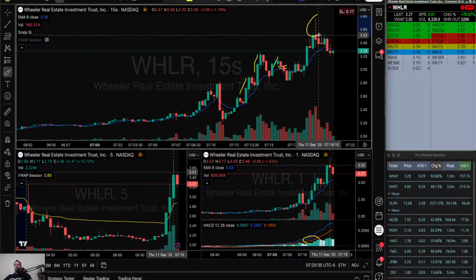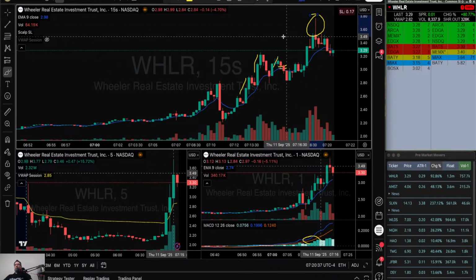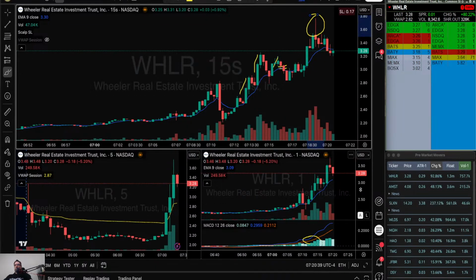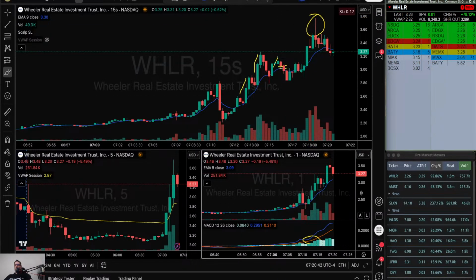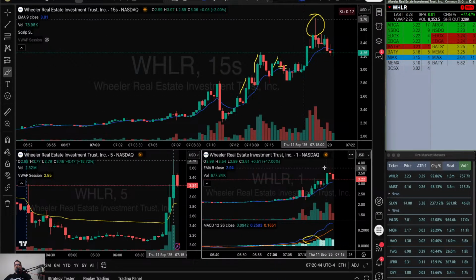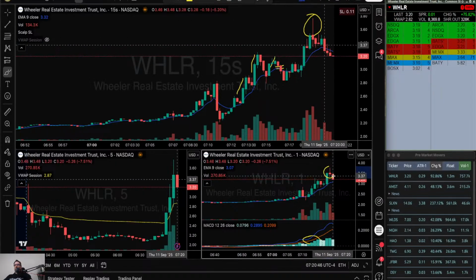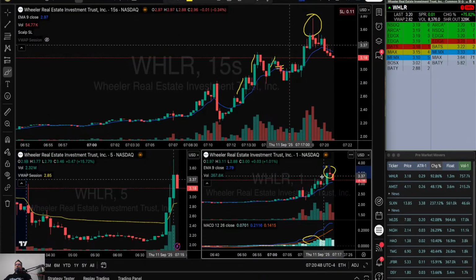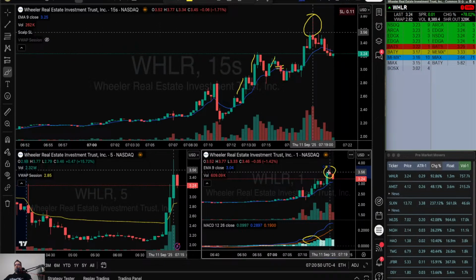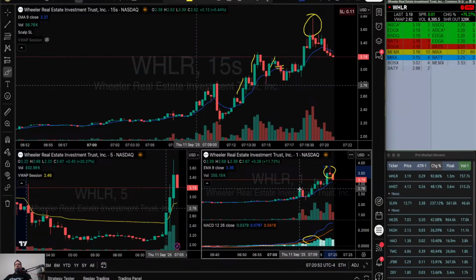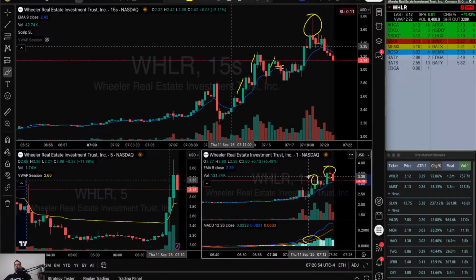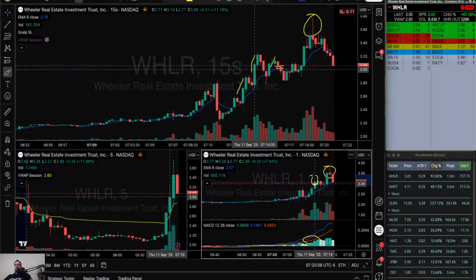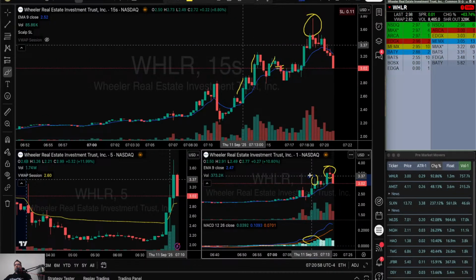But this topping tail right here is what I do not like on a 15-second chart. And if you look at a 1-minute chart, look at that. That right there is what I do not like. It's like a spinning top. It has a wick on the top. I just don't like that. This right here, same thing. That right there, it has that wick. So you've got to be concerned about that.